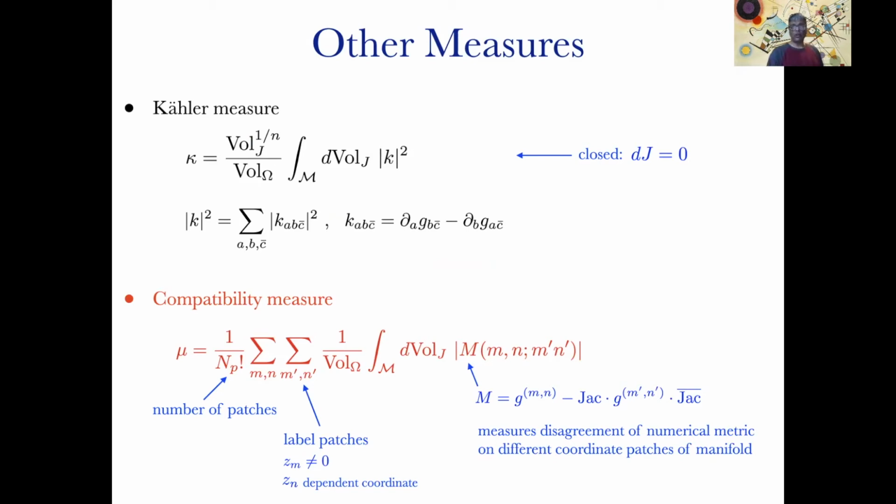Finally, as we're working on a manifold, we're using charts and atlases and so on. Going from one chart, from one coordinate patch, to another coordinate patch, we know that the metric transforms via the Jacobian. So mu here measures a disagreement in the numerical metric on different coordinate patches. I'm labeling these patches by m and n. Zm not equal to 0 is a condition on one of the coordinates in the ambient space. And since we have a hypersurface equation, Zn is a dependent coordinate in this equation.